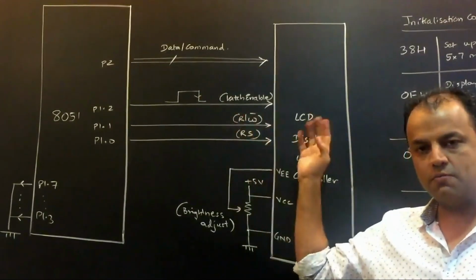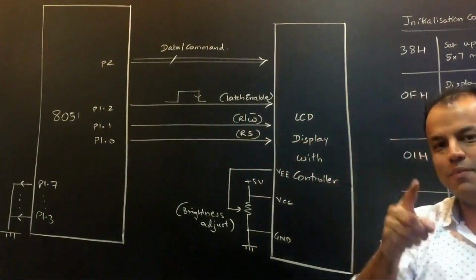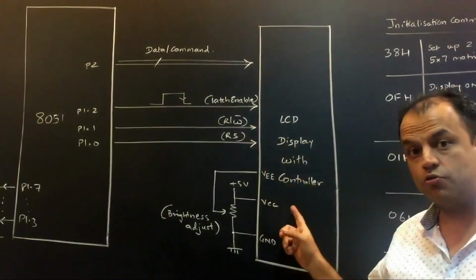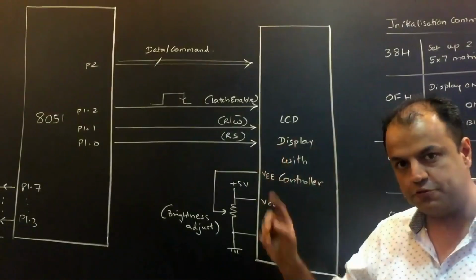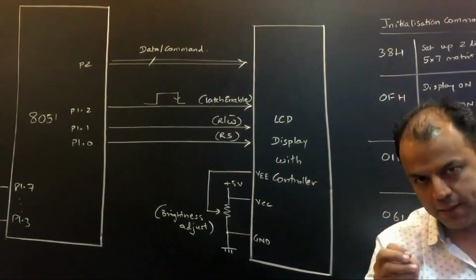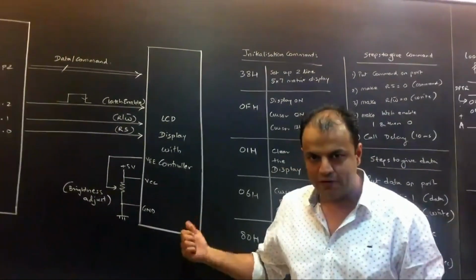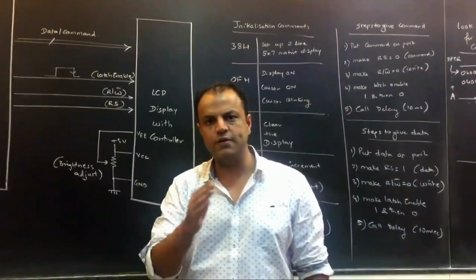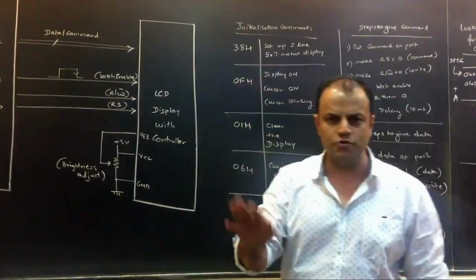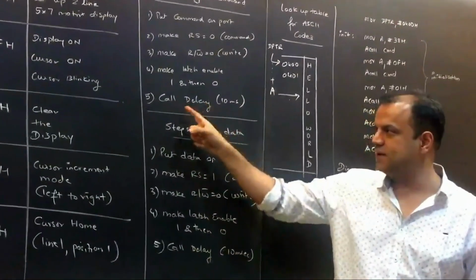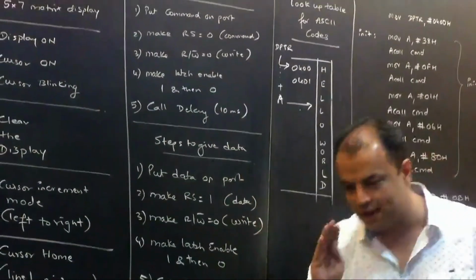Now, whatever command or data you give, remember you are not directly dealing with the display. You are dealing with a controller which in turn will set up the display. That takes some time. The time varies for different products that you have bought, different manufacturers. It goes anything between 5 to 10 to 15 milliseconds. I have taken the most standard one, 10 milliseconds. So whether you give a command or you give data, see to it that you call a delay of 10 milliseconds.